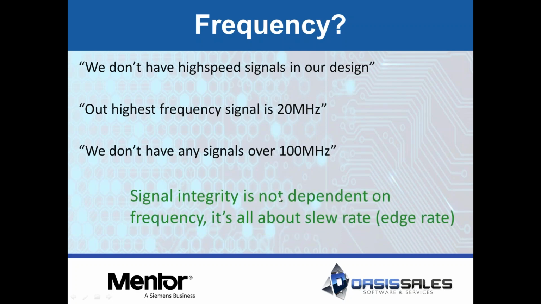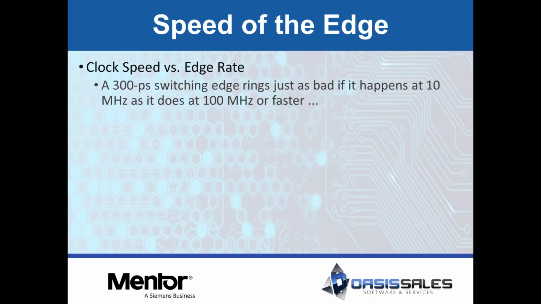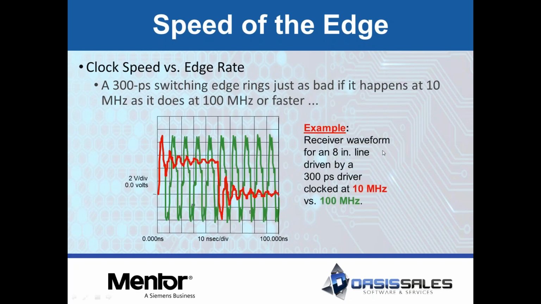Signal integrity is not induced by frequency alone. It's really induced by the slew rate or the edge rate of the signal. And even a 12 megahertz signal can have a fast edge rate and cause signal integrity problems. So it's not clock speed, it's edge rate. 300 picosecond switching edge rates can cause a lot of issues very quickly. In fact, 5 nanosecond edge rates on down and faster will start to induce problems.